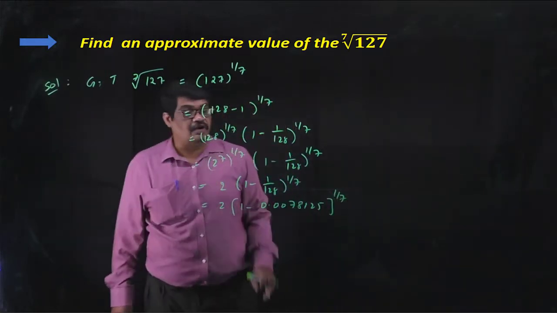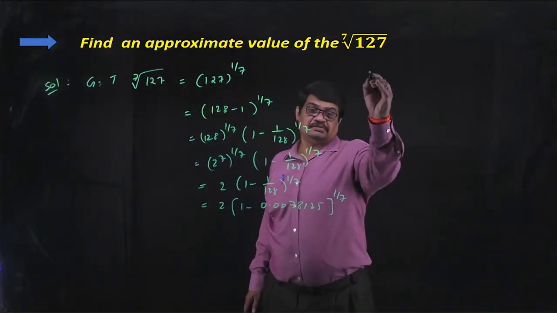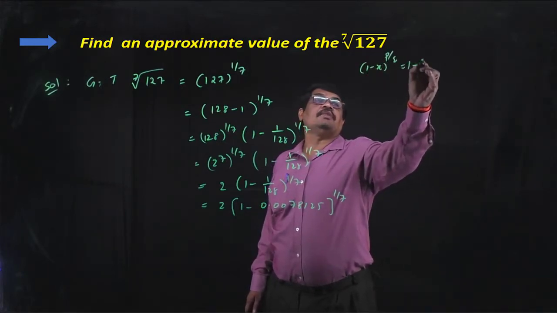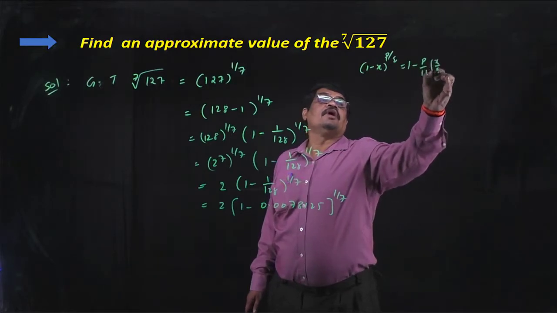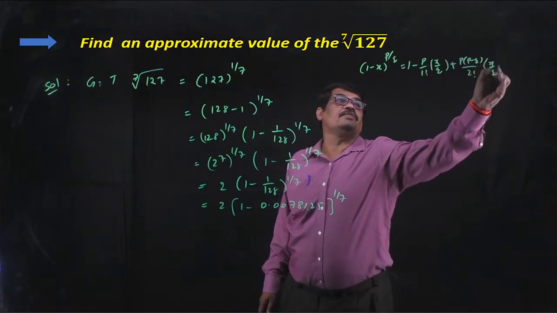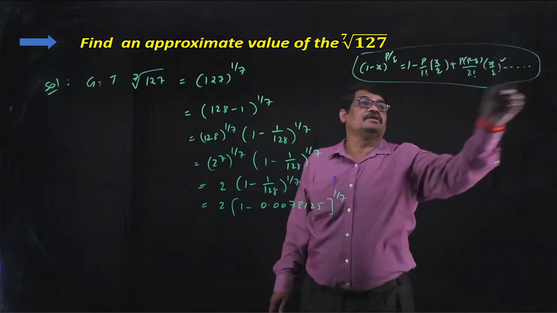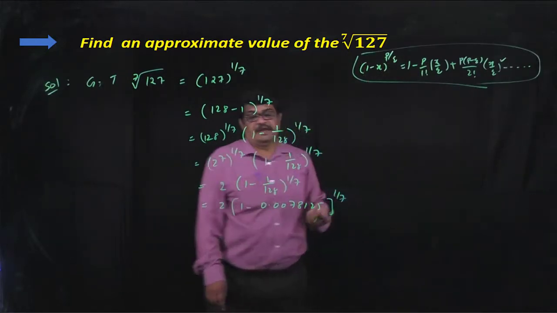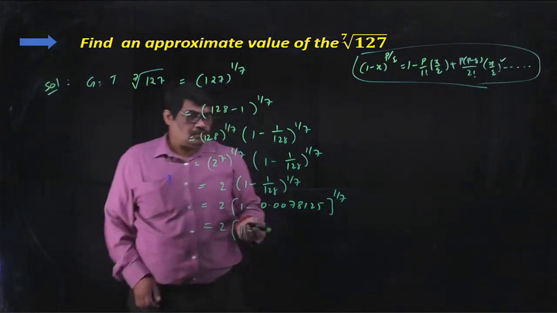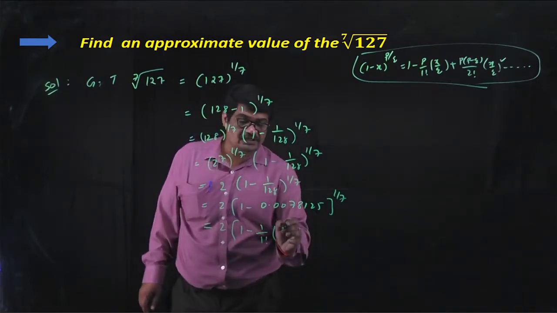So this is in the form of (1 minus x) whole power p by q. We are writing the expansion, that is 1 minus p by 1 factorial into x by q plus p into (p minus q) by 2 factorial into (x by q) whole square and so on. So using this binomial expansion, we get 2 into (1 minus p by 1 factorial into x by q). What is x by q here?